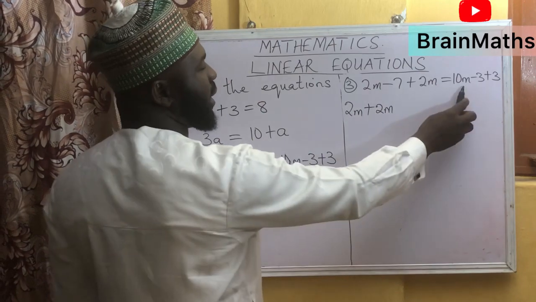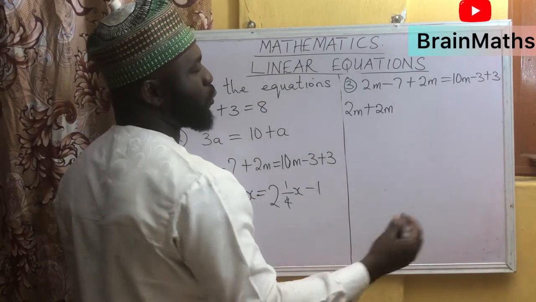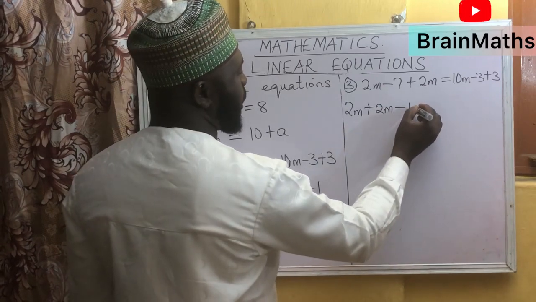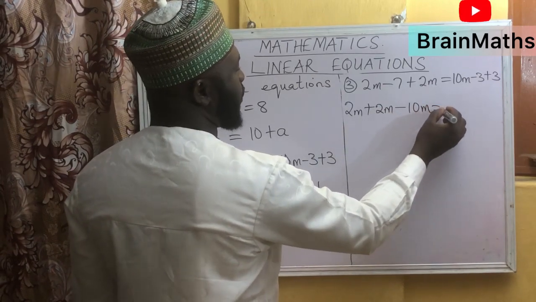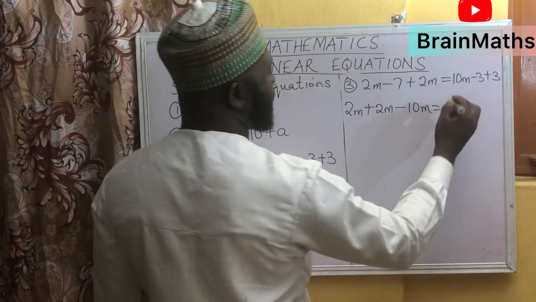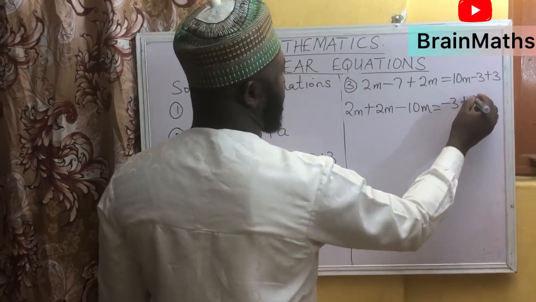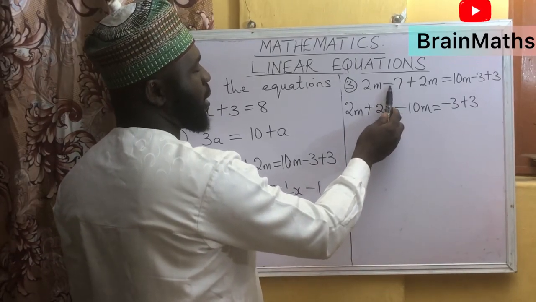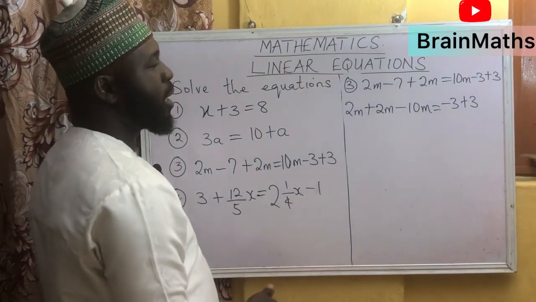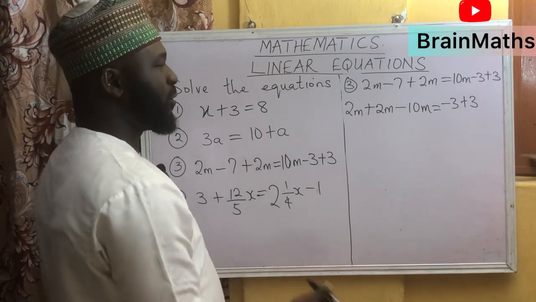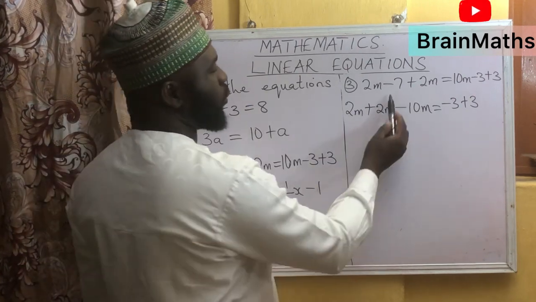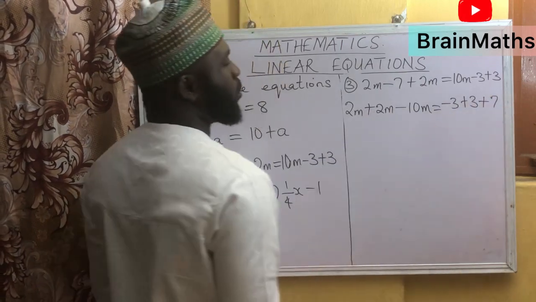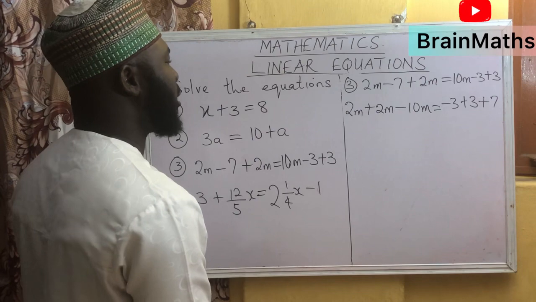In order to remove 10m from that side, we have to subtract 10m to make it 0. And that will also happen here. Minus 10m equals, we have minus 3 plus 3, and we also have minus 7 here. In order to remove minus 7 from here, we have to add 7. Minus 7 plus 7 will give 0 on this side. Then the plus will also be applied on the other side.